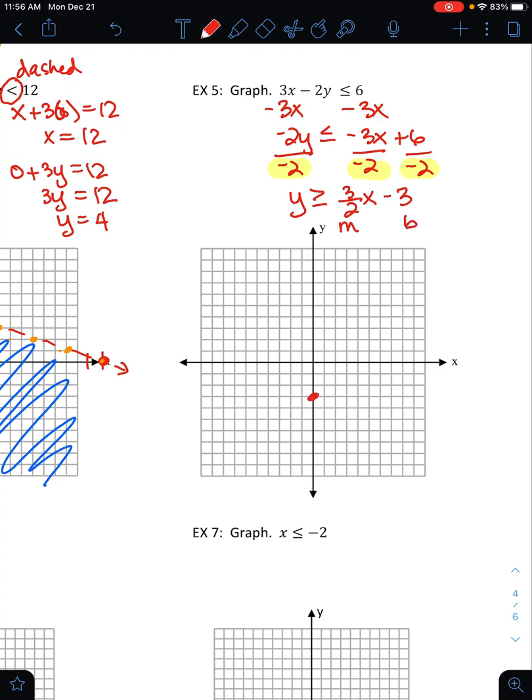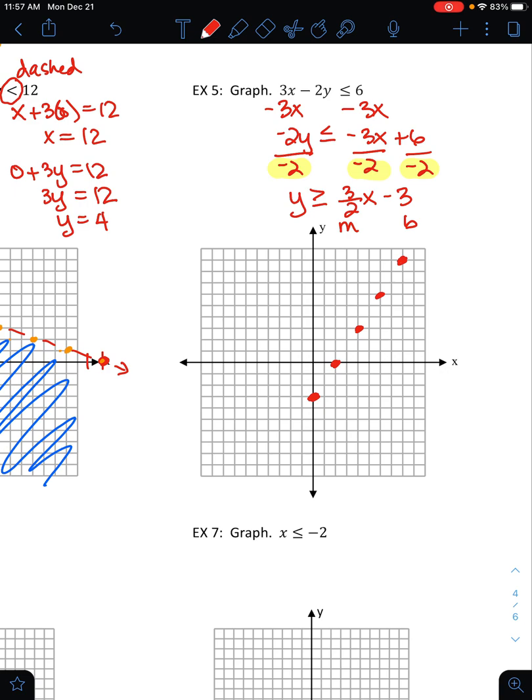So negative 3. I'm going to go up 3 over 2. 1, 2, 3 over 2. Oops, I went over 1, I think. Up 3 over 2. 1, 2, 3 over 2.